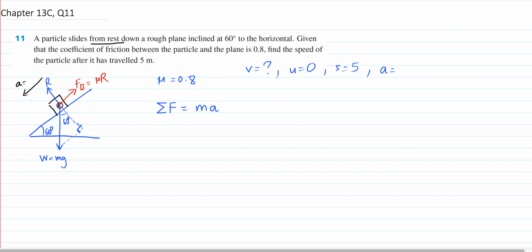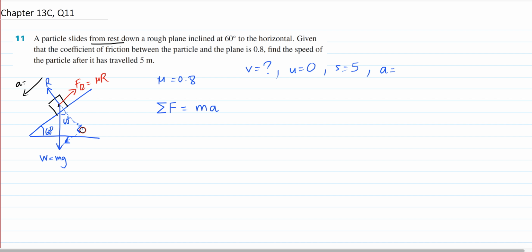Okay, so if you want to find what the force going down the plane is, that is equal to this force right here. An object slides down the plane due to gravity, but gravity is vertically straight down, and because it's on an inclined plane, only part of the gravity force is moving the object down the plane. So not the whole mg, only part of it.